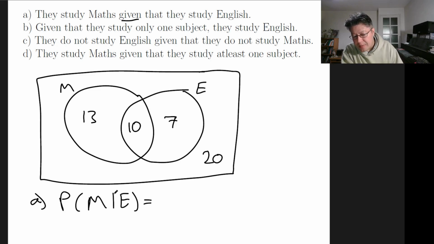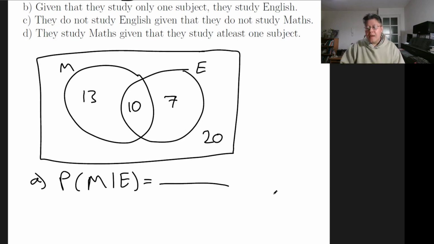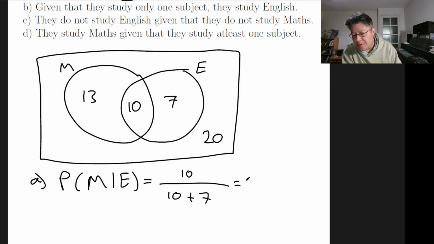So this given them bit should be seen as a kind of a division. And we always fill in the bottom bit first. So this will be the people who study English. And there's 10 plus 7. And we should just write it out and not simplify at this stage. And out of the 10 and the 7, we then select the ones that are in maths. So out of these two, the 10 is in the maths. So that goes there. And now we can simplify, so that's 10 over 17.